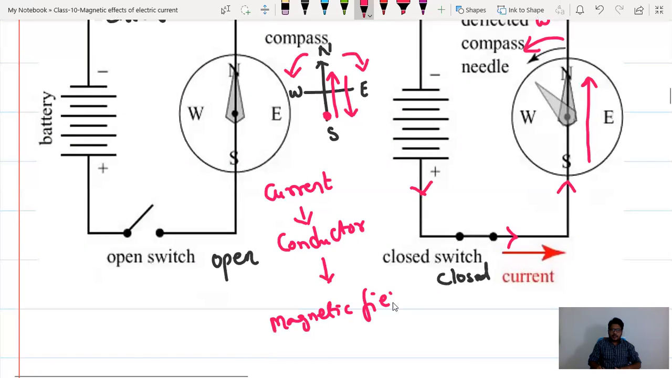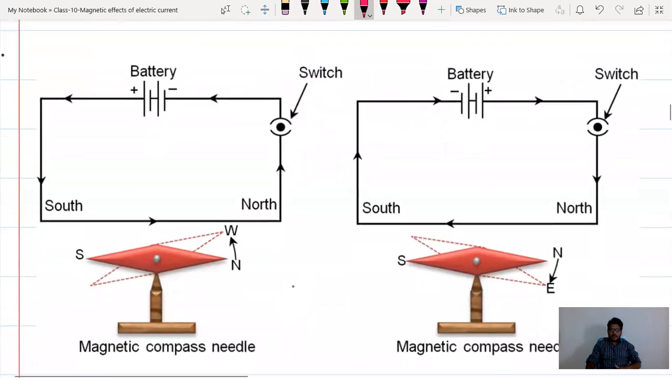Magnetic field is produced. That is the concept we have learned. Next, while coming to this experiment, there will be two circuits. All equipment is the same, but the only difference is the direction of the battery. In the first diagram, towards your left-hand side there is the positive terminal, and towards your right-hand side there is the negative terminal. But in the second diagram, on the left-hand side we have the negative terminal and on the right-hand side we have the positive terminal. That is the only difference.